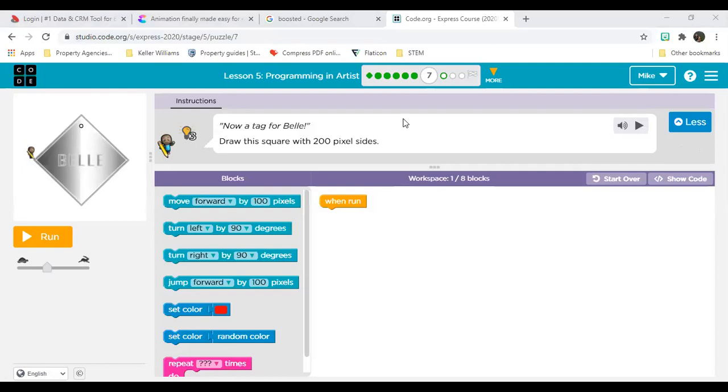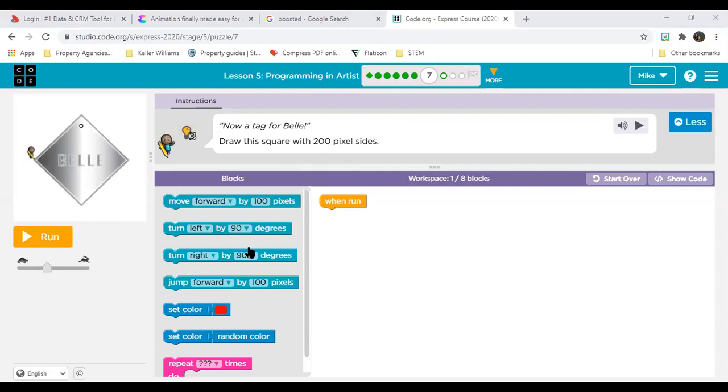There we go. So now remember, our artist is facing right. So who can tell me in which direction we are going to turn? If we follow our instructions, now a tag for Bell, draw this square with 200 pixel sides. Okay, so first things first, which way are we going to?